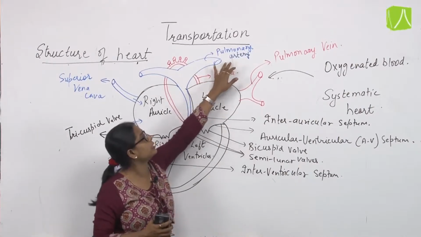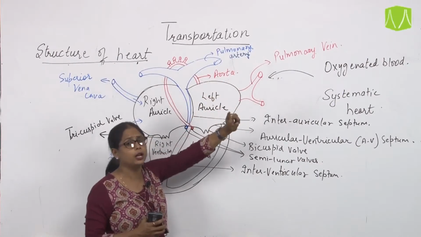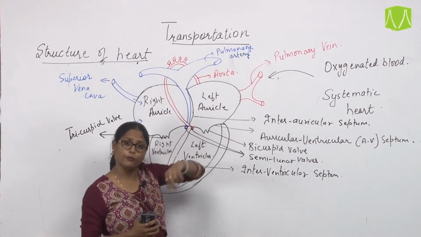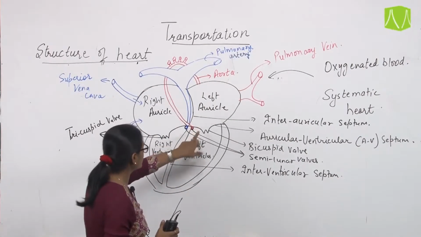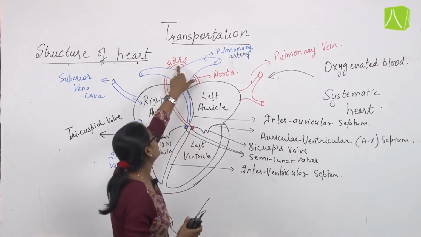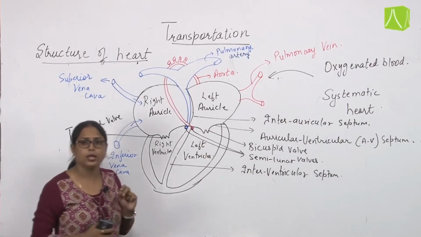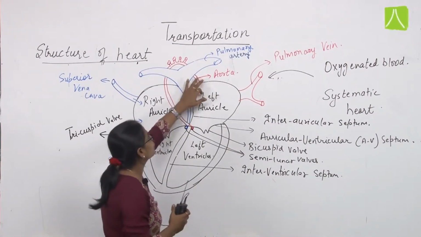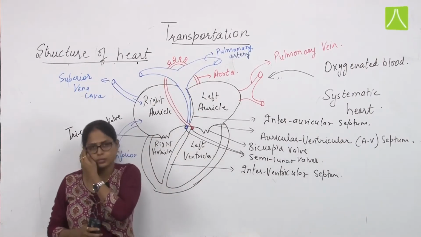Although arteries always carry oxygenated blood, this is the only artery which carries deoxygenated blood to the lungs for oxygenation. Then the other semilunar valve, present on the left ventricle, opens into the major blood vessel, the largest artery in our human body, known as the aorta, through which the oxygenated blood is pumped to different body systems.